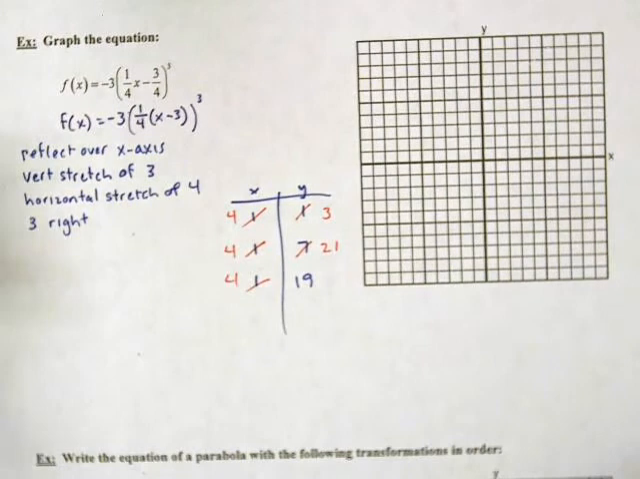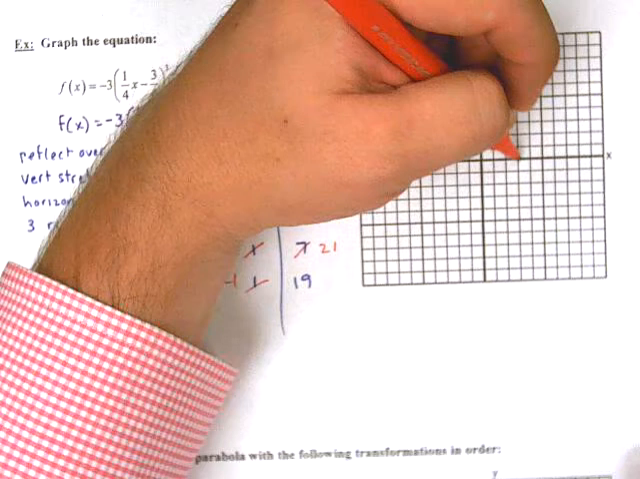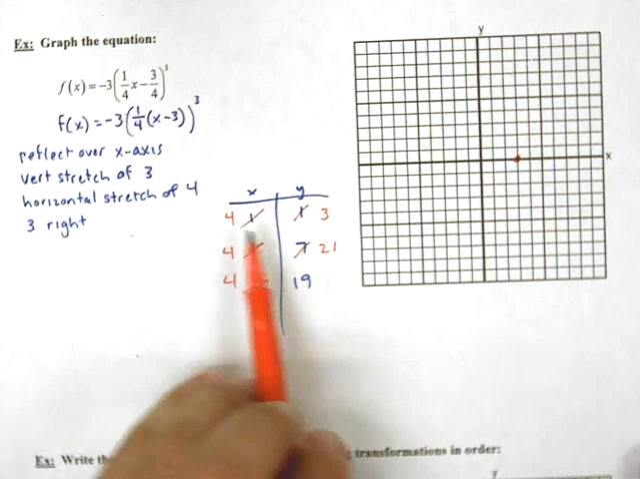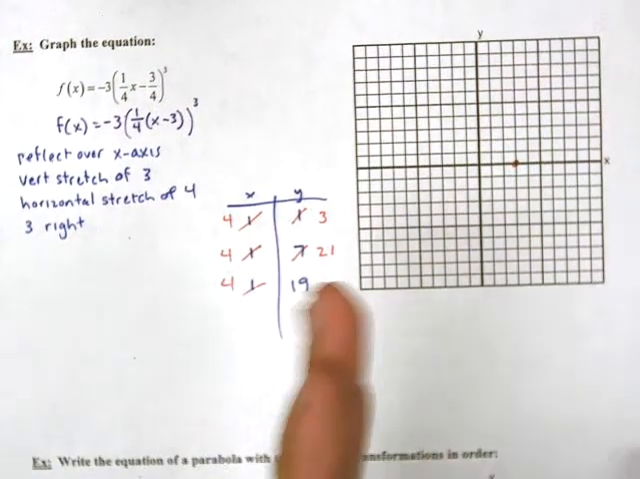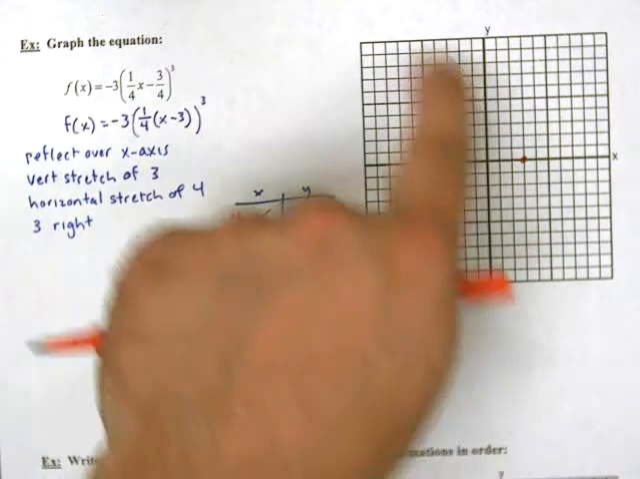So we start taking into consideration the 3 to the right. So I do it, boom, boom, boom. And then I go over 4. And then be careful here. If I'm reflecting over the x-axis, that means I'm going to be flipped. Usually a cubic goes down to up. We're going to have to go up to down.